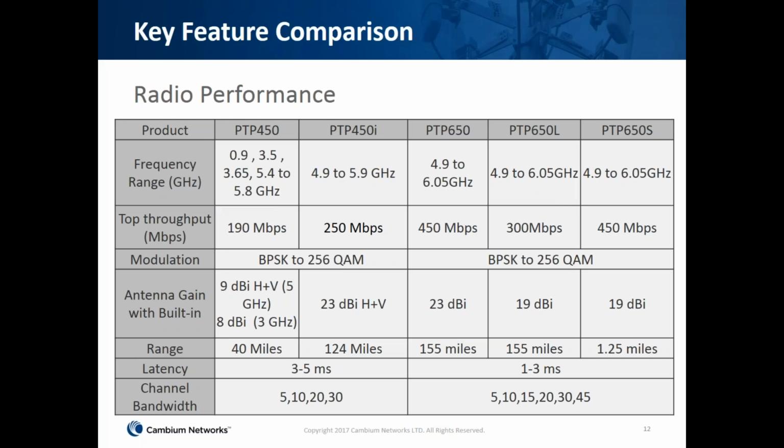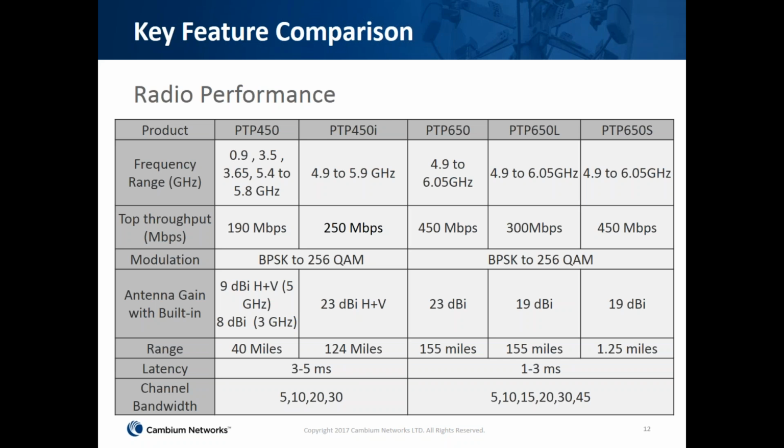So with that, we put together a few slides that show how these products compare, all of the products we've just been talking about. The 450 on the left, migrating up to the 650, which is the 3 columns on the right. The PTP 650 is available in a couple of different form factors and product definitions.